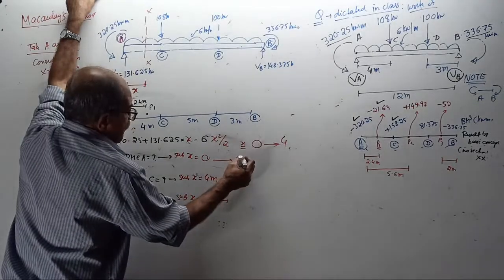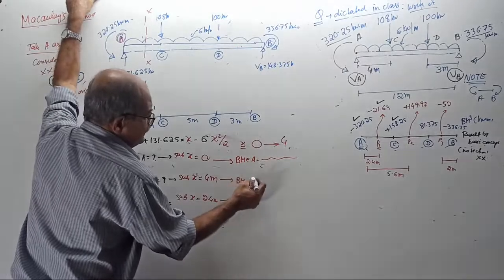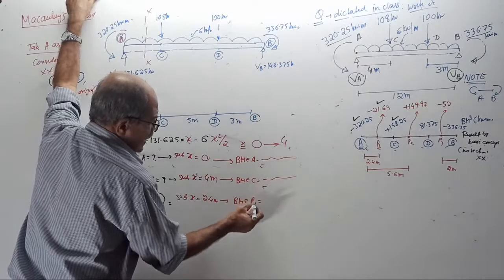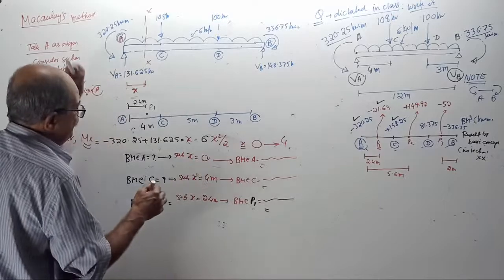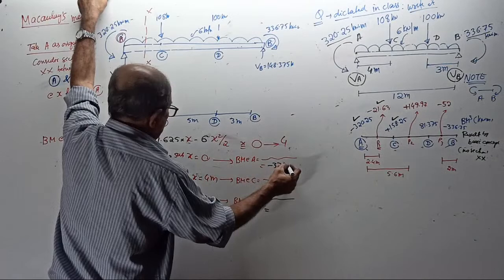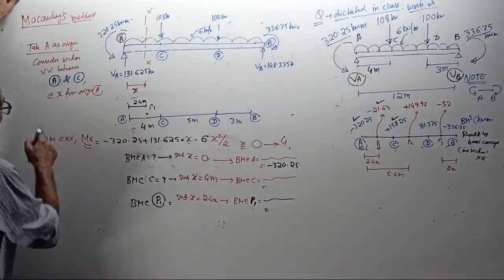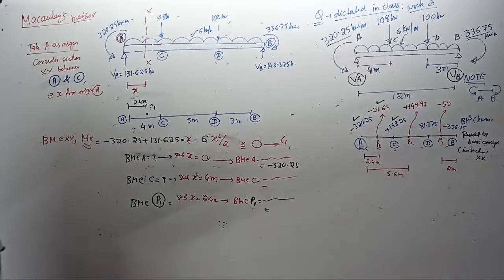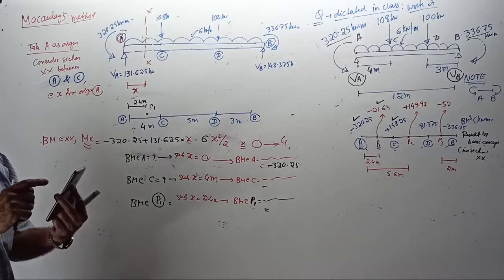Therefore, you get BM at A equal to substitute, BM at C equal to substitute, BM at the extra point P1, you substitute. Tell the answer. First, when you put 0, it comes to minus 320.25. When you put x equal to 4 meter in this equation, substitute, answer. When you put x equal to 4, fast, don't waste time. Substitute x equal to 4, answer.